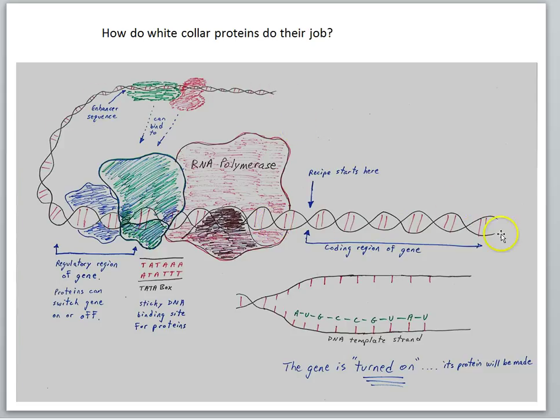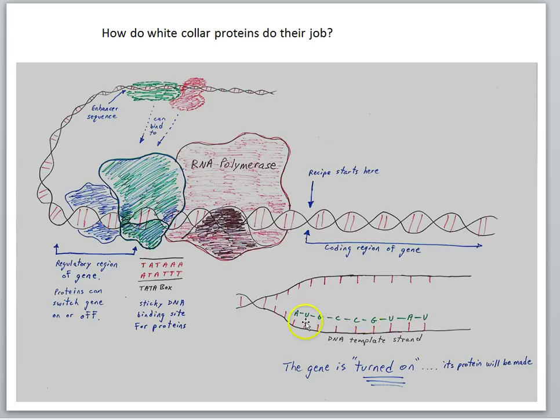And apparently here we have the coding region of a gene, so this would be the recipe for some protein. And if the cell's going to make this protein, it will have to unzip the DNA, separate the DNA strands, and then use one of the DNA strands, the template strand, to build messenger RNA. And when that's happening, we say the gene is turned on.